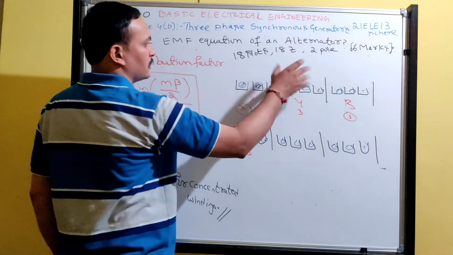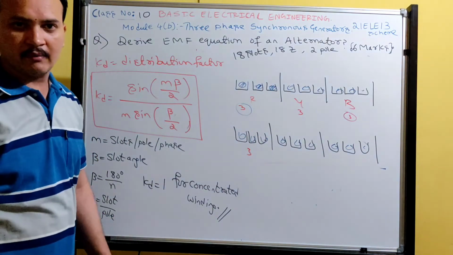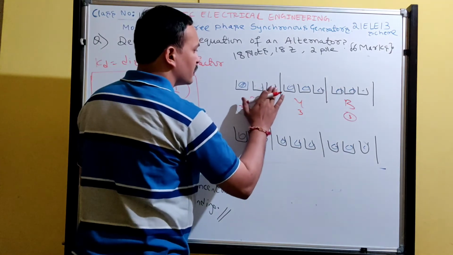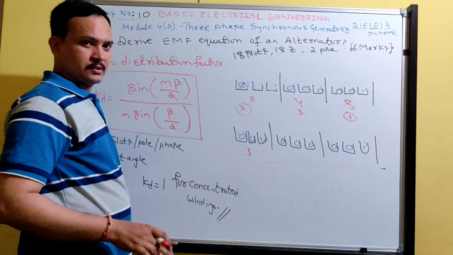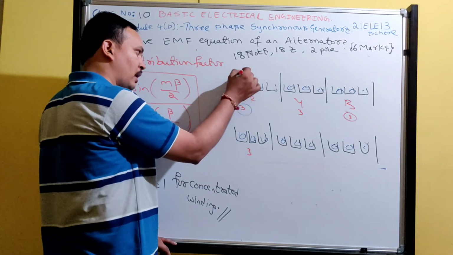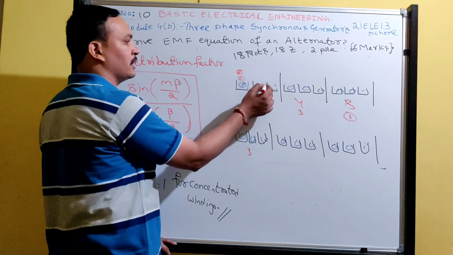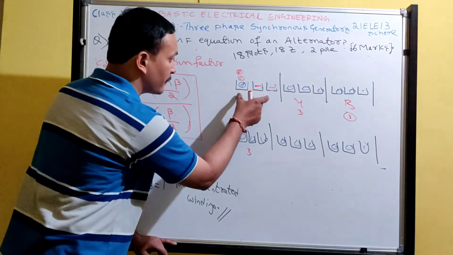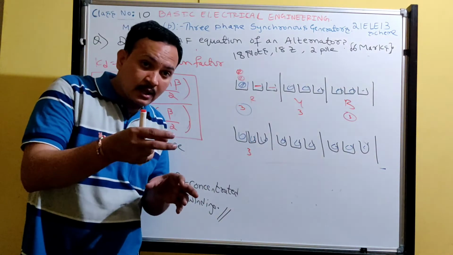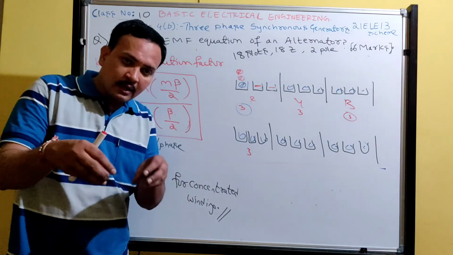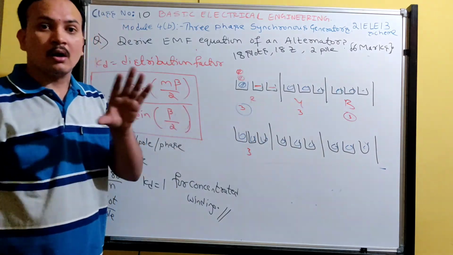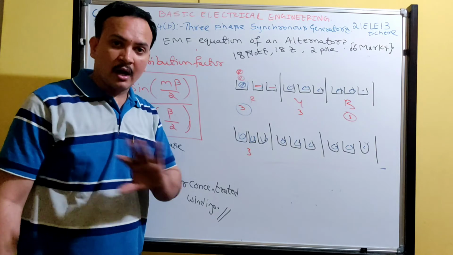I want to place these conductors in 18 slots. Each slot carries 1 conductor. There are 3 conductors under one phase. If I place all those 3 conductors in one slot itself, making the remaining slots empty, this type of winding is called concentrated winding. All the conductors of a phase are put in one slot only, and the other slots are left empty. That is called concentrated winding. Nowadays we are not using it.